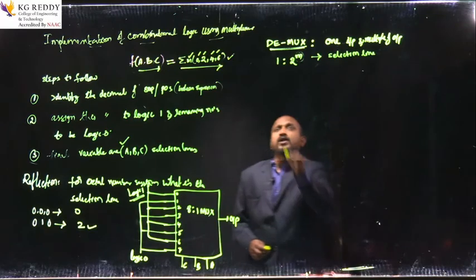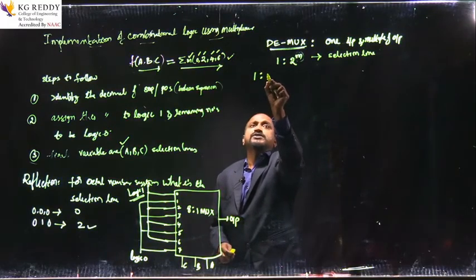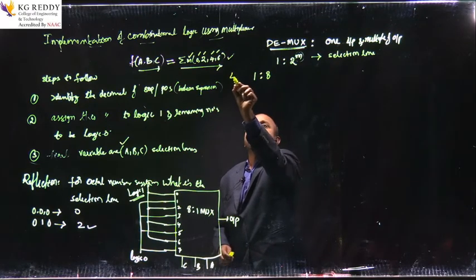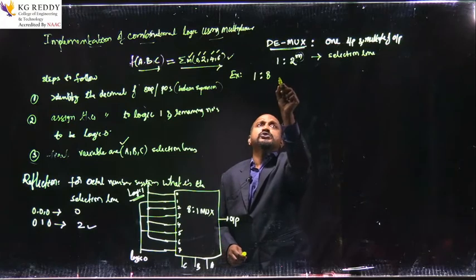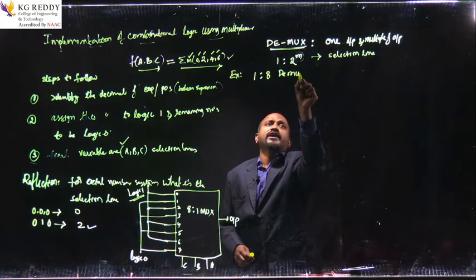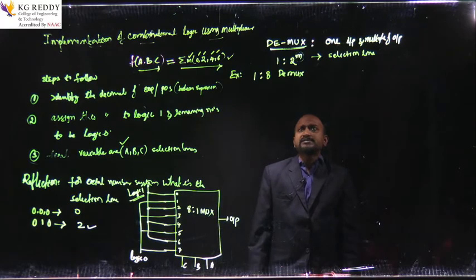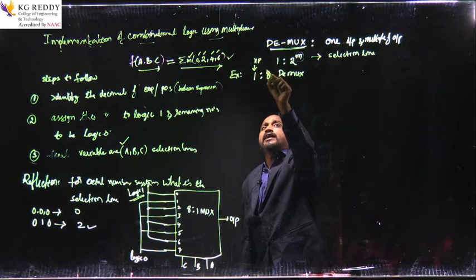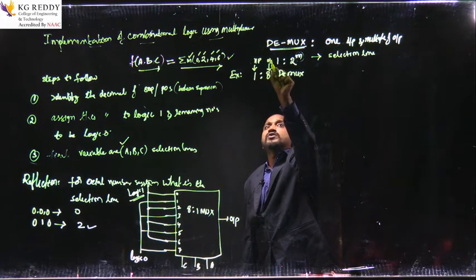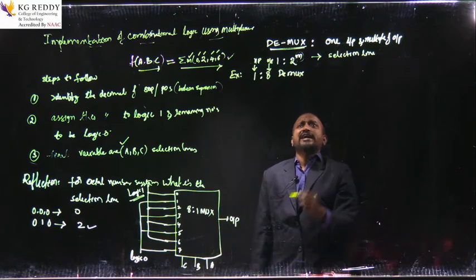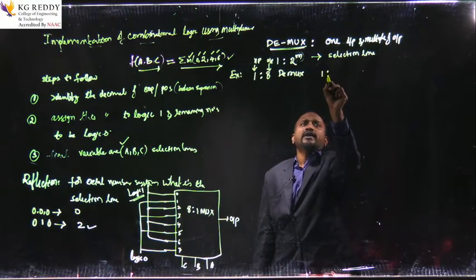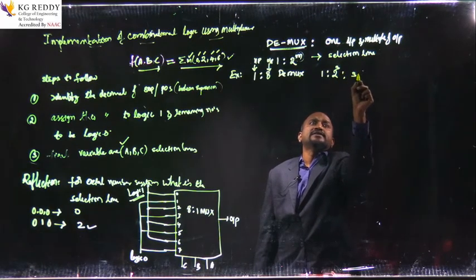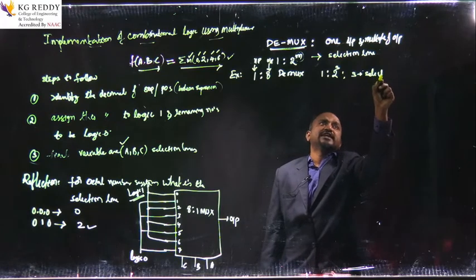Let us take the example of a 1 is to 8 demux. For a 1 is to 8 demux, 1 is the input and 8 is the output. Among the 8 outputs, what are the selection lines? We can write 1 is to 2 power 3, so this 3 is the selection line.